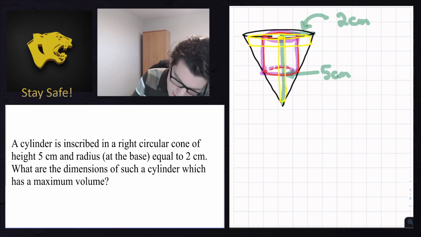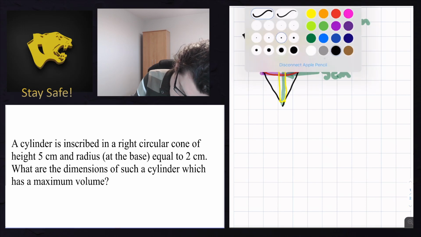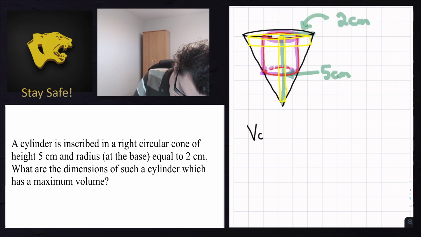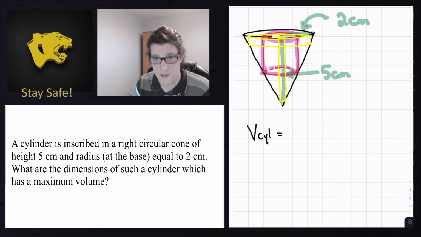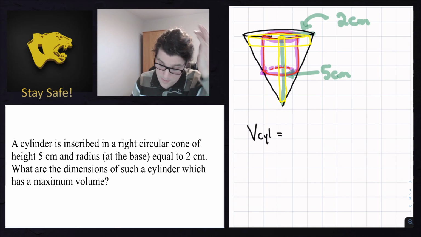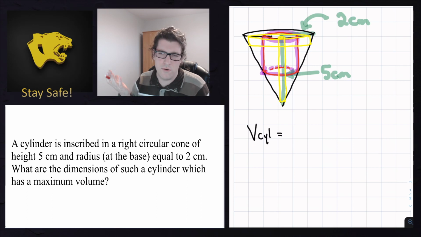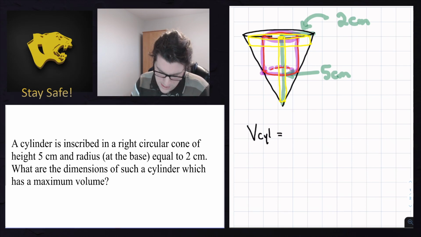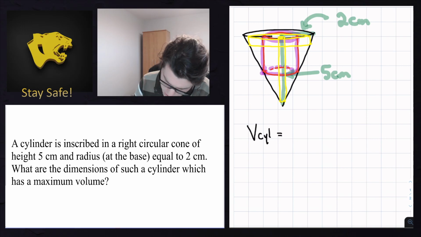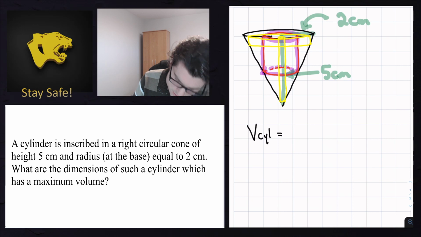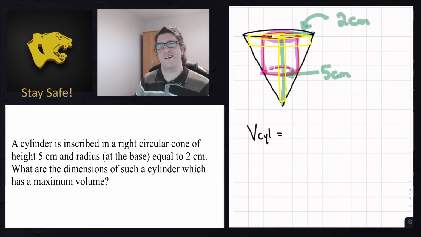The thing that we want to find in the end is the volume of the cylinder, which is supposed to be maximized. So I'm just going to call it V_cyl. You can call it V if you want. The reason why I put cyl in there is because it's versus the cone. There's two objects in there, so if I just put a V, it might be a little hard to keep track of things, potentially.